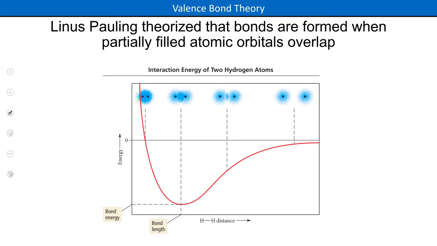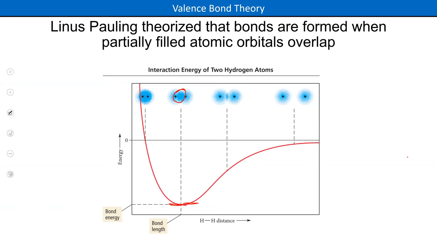When you can have a space in between the two atoms where electrons can be in both orbitals at the same time, being in both valences at the same time.